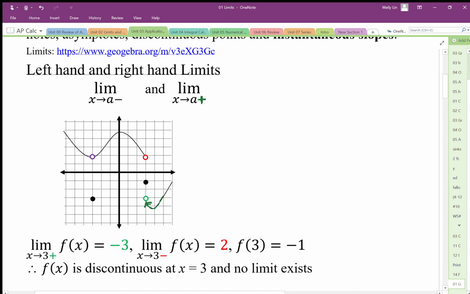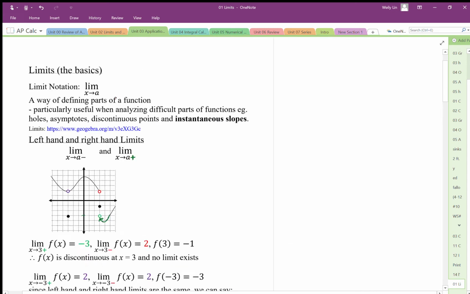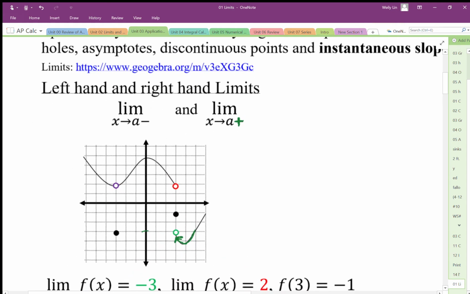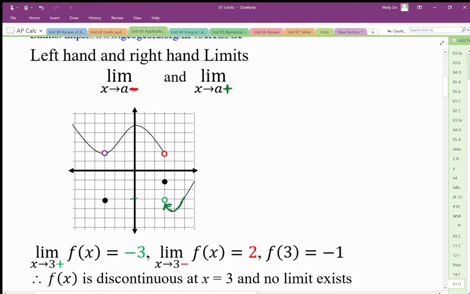So there's my function. It's approaching the value of x equals 3, and it looks like the y coordinate is approaching negative 3. Okay, so negative 3 is there. Now, this is different than if I'm approaching the limit from the left-hand side. This notation here indicates I'm approaching the value of 3, positive 3. That negative means approaching it from the left side. So this is our limit notation, and that indicates a left-hand side limit.